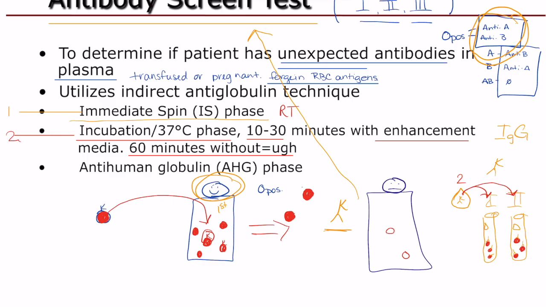So after the incubation, after we've read for reactions, this is where that washing step comes in. We're going to wash 3 times, and then we add the anti-human globulin. This anti-human globulin is a reagent. Remember, it's green, and it is that antibody against human antibodies. I know that always throws us off. So it's an antibody against human antibodies.